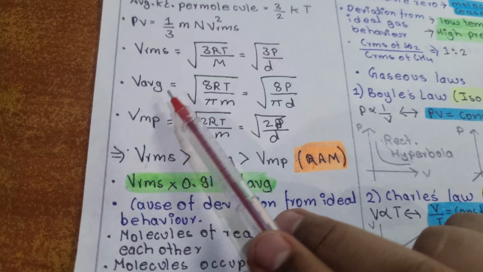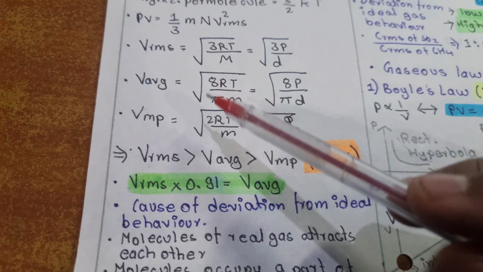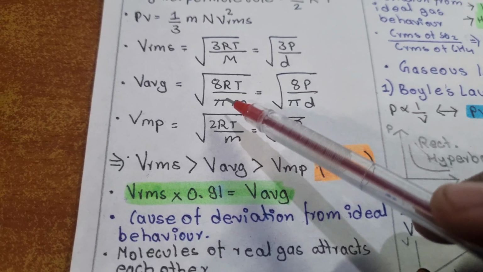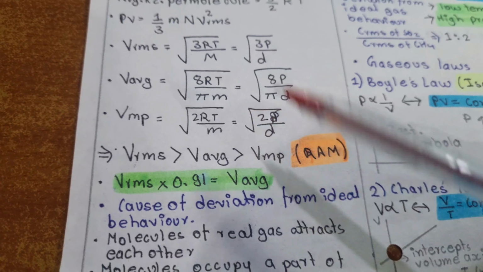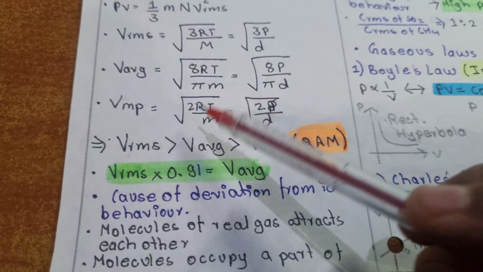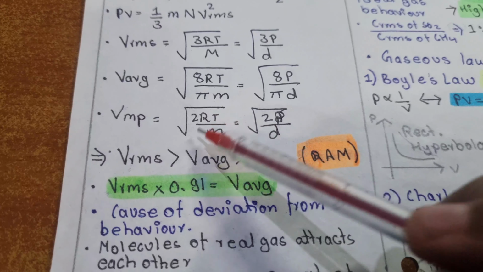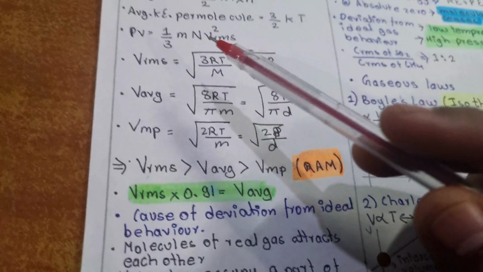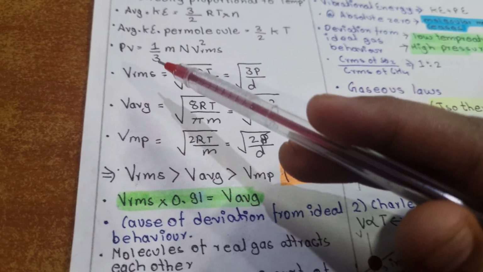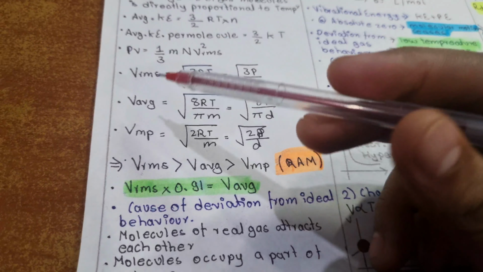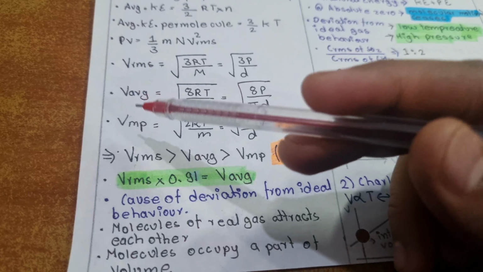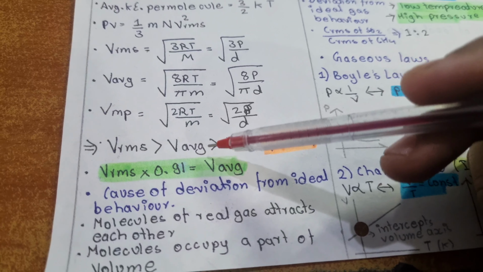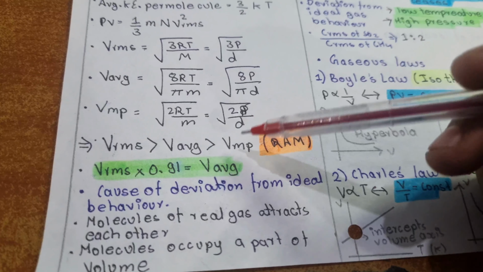Now, V average equals under root of 8RT divided by pi multiplied by mass of the gas molecule, or V most probable equals under root of 2RT divided by M. Now, for the relation between every molecule, the relation between RMS speed, average speed and most probable speed is V_rms is greater than average velocity or speed, and that is greater than most probable speed.